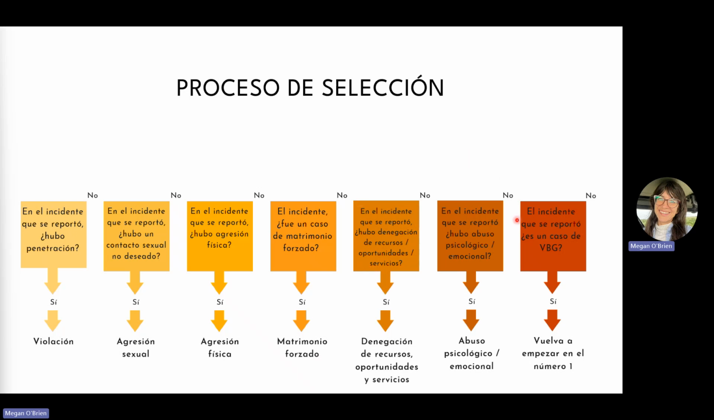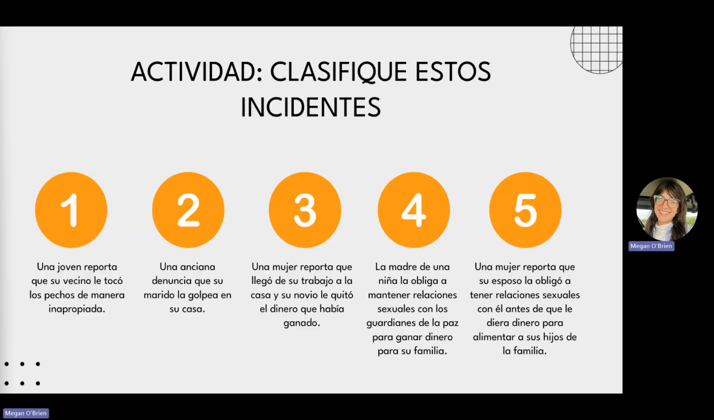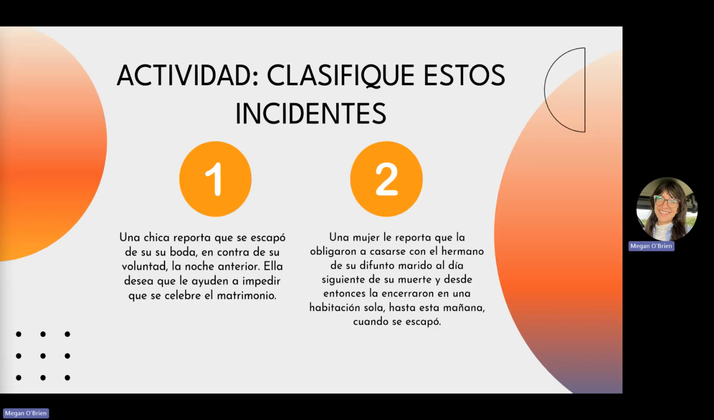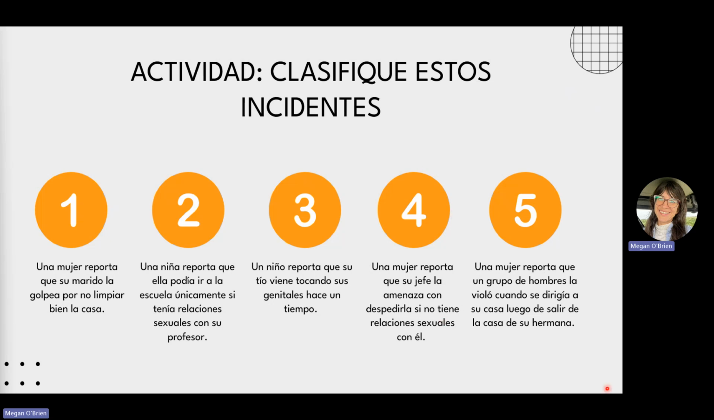But was psychological or emotional abuse involved? Yes, there was a threat there, and that classifies as psychological and emotional abuse. And that is how we would classify this response. Is that what you wrote down?